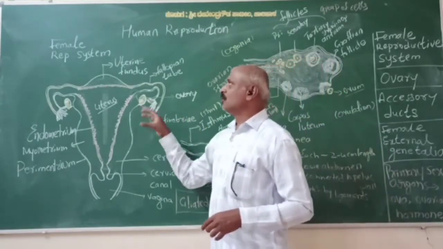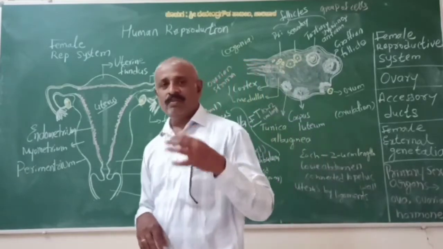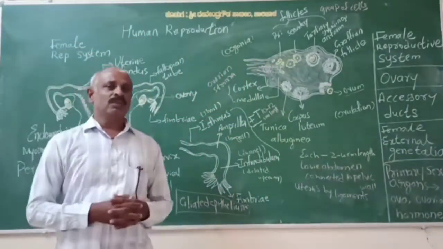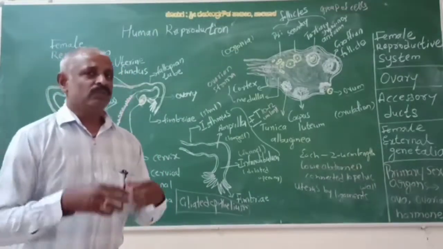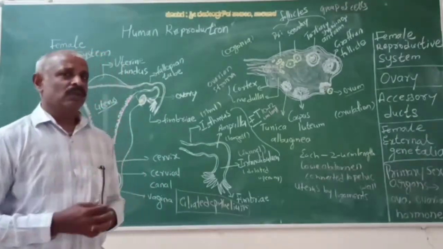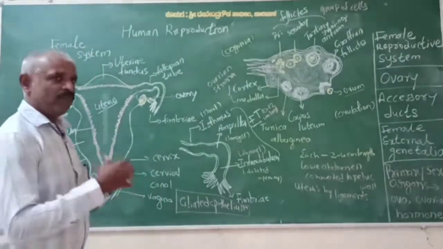This is the structure of the female reproductive system. I will be very brief, because at home you have maximum time to see the diagram and go through the textbook. Look at the body and you get the ideas.